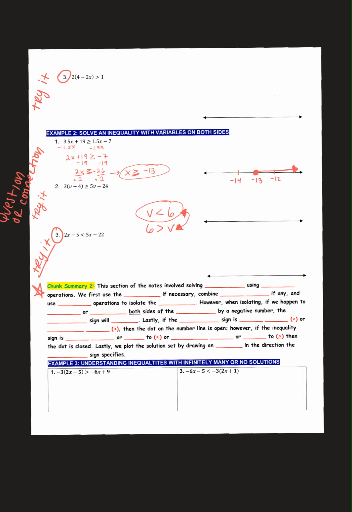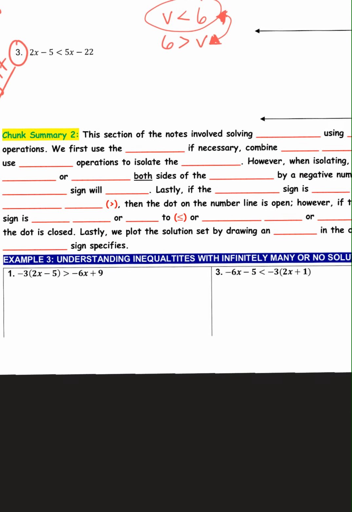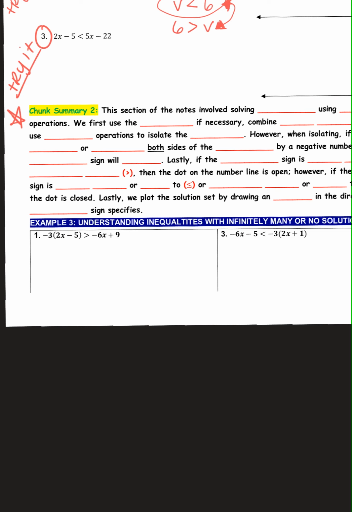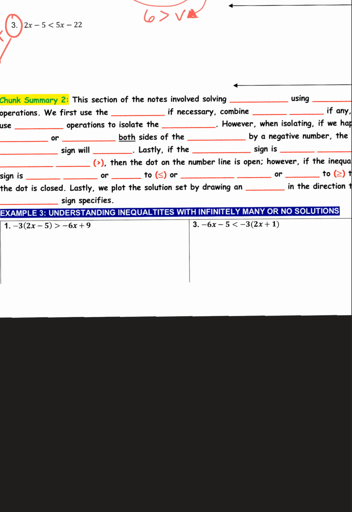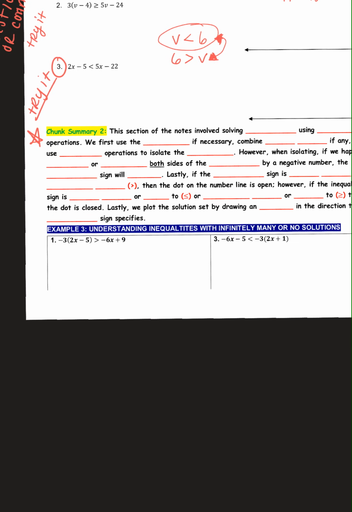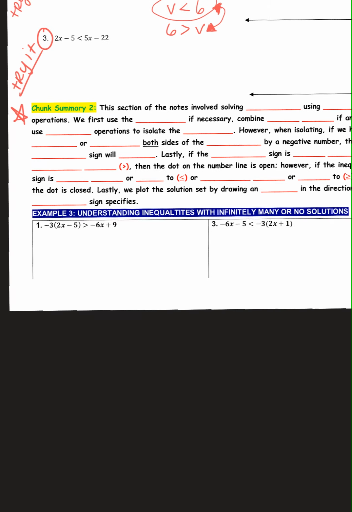We finished most of this page in class today, so we are going to pick up on example 3. I'm going to do number 1 for you guys. Example 3 talks about understanding inequalities with infinitely many or no solutions. So just like with equations, inequalities have the same options where you can have inequalities with infinitely many or no solution options. So we're going to first take a look at number 1.